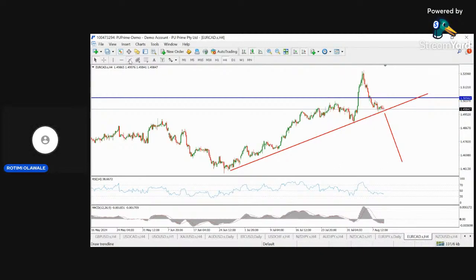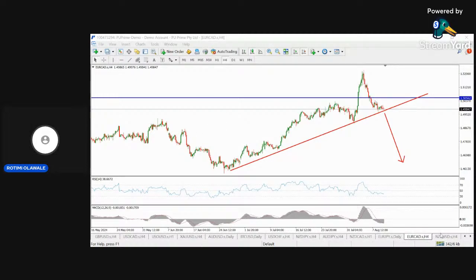So if price is able to break out below this level, then we'll be looking at an opportunity to sell the euro card in the course of this week. So I'm bearish biased on the euro card on the 4 hour. It's going to be a swing setup, and it is expected to move massively on the euro card in the course of this week. So I'm bearish biased on the euro card.